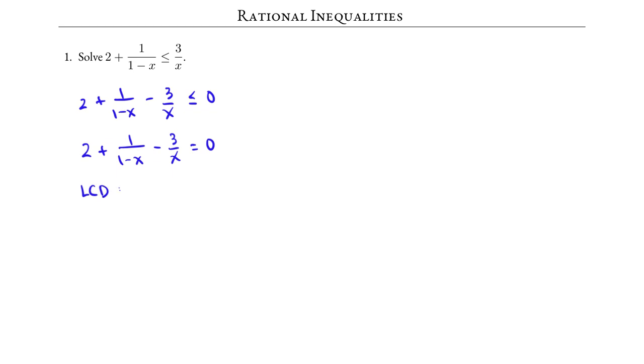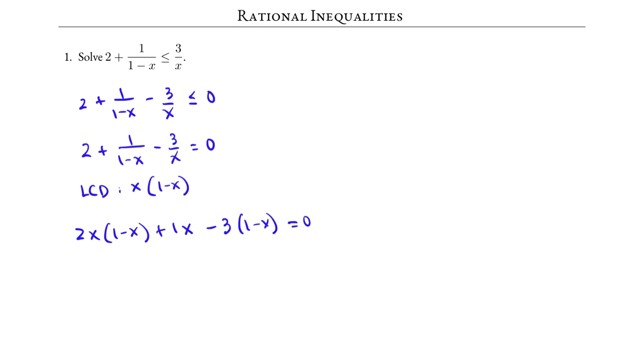least common denominator, x times 1 minus x. Using the least common denominator, we take 2 times x times 1 minus x, and then plus 1. There's a missing factor of x, so we take 1 times x, minus 3. There's a missing factor of 1 minus x, and the right hand side is 0.